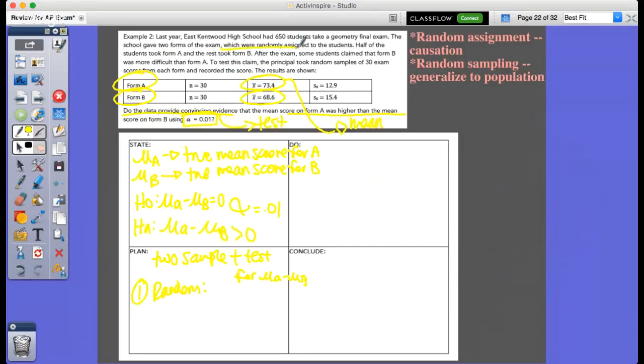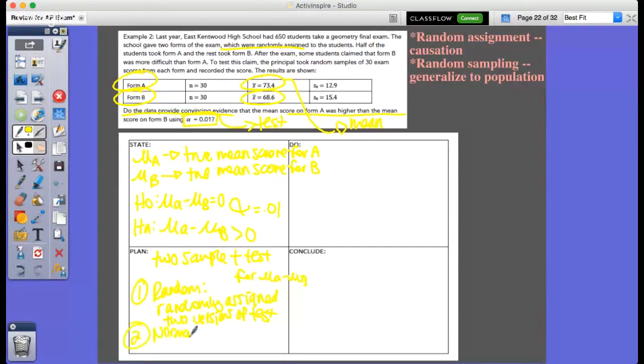Oh, yeah, which were randomly assigned. Okay, so this was randomly assigned to versions of the test. Okay. And then my last thing, I want to make sure I state the second thing, which is the normal condition.